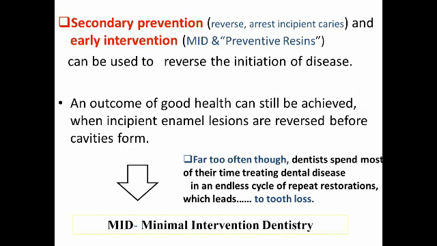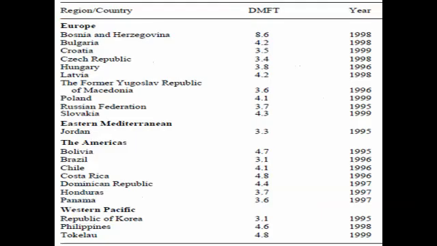Far too often, the dentists spend most of their time treating dental disease, an endless cycle of repeat restoration. So actually better is to start primary prevention before getting the caries. Dental caries is actually a very large scale epidemic in the world.